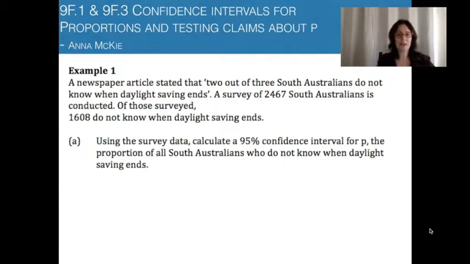When I do one of these questions, I like to find the numbers that are in the question and write them off to the side so I'm quite clear what I'll be working with. They claim 2 out of 3, so that would be the claim for P, and therefore my P hat is X divided by N. X is 1608 and N is 2467. So we're going to put that in our graphics calculators now.